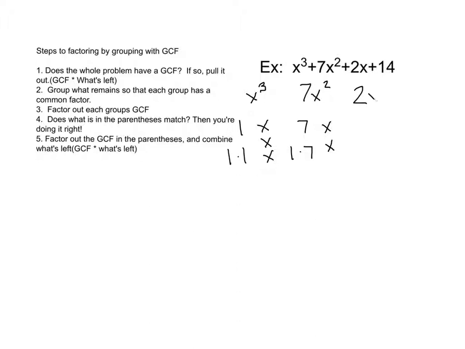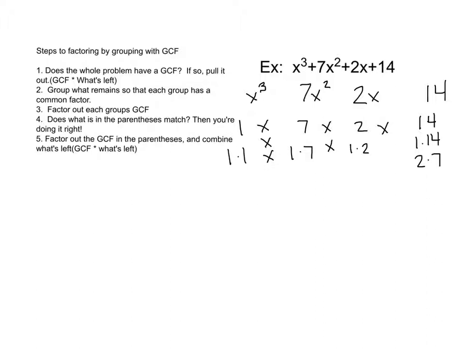Our third term, 2x, if we look at our factors of 2, we know that our factors of 2 are 1 times 2. Those are, again, the only things that can multiply together to make 2. And we have a single x. Our very last number, 14, we can look at its factors and say that it's 1 times 14, or 2 times 7, and those are the only factors. And you'll notice there isn't an x term.